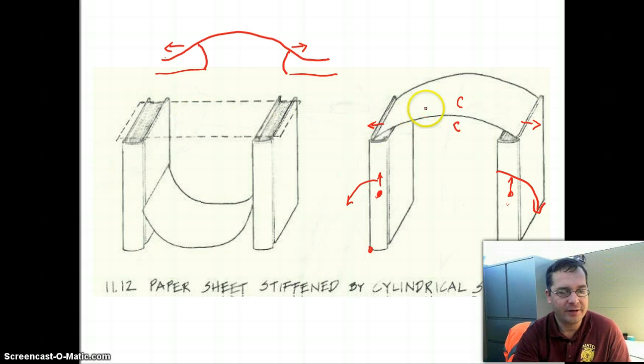The moral of the story here is that if you can create an arch or a dome, you can get all of the material acting in compression, which is a more efficient way to use it than to have some of the material in compression and some in tension. Because remember, when we mix the two, we always get that neutral axis where some of the material is not carrying any of the weight.